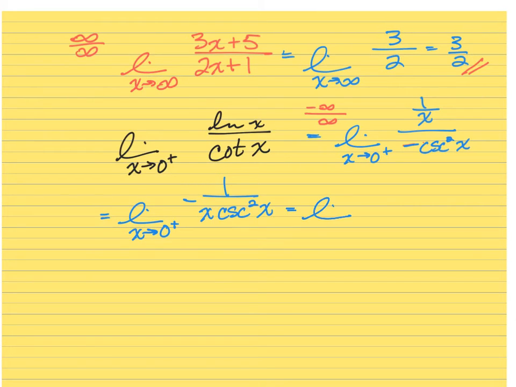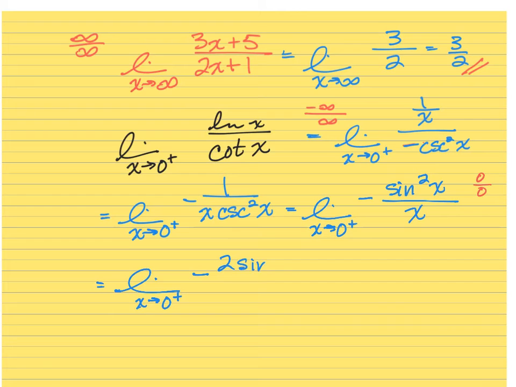We realize that cosecant squared is just 1 over sine squared. So let's move the sine squared up top, right? And so we're left with x. Now look, if we try to evaluate the limit, it's a 0 over 0 again. So let's apply L'Hopital's one more time. So we get negative. The derivative of sine squared is 2 sine of x cosine of x. The derivative of x is 1.